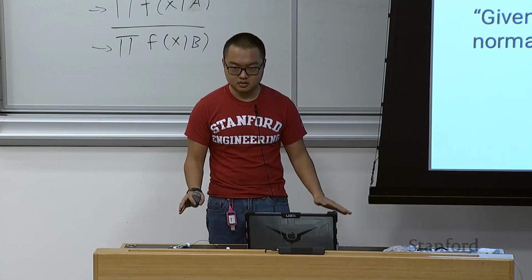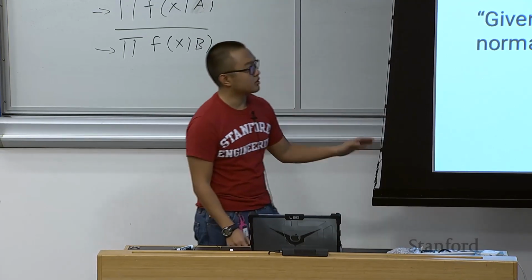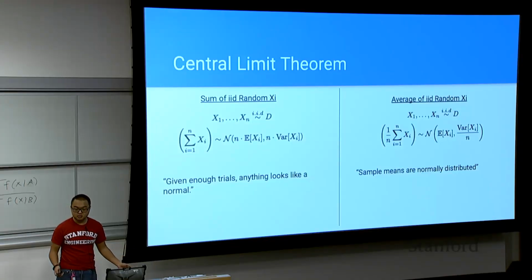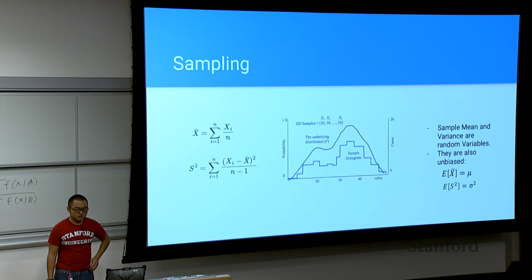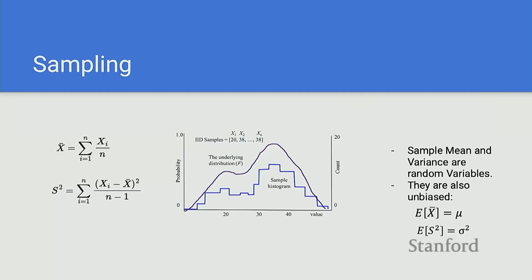Okay, makes sense. So this is one of the critical theorems that we use, and we actually give it a name. Okay, all right. So the next thing that we have is sampling. In sampling, we actually saw how to find the sample mean and the sample standard deviation.